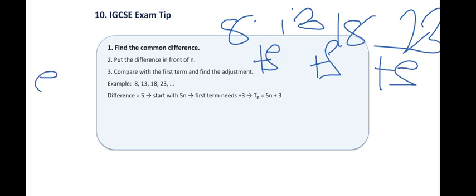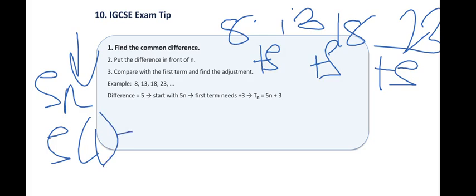So now to start, you're going to take your 5n. Then you're going to compare the first term. Since we know that n stands for the term number, let's compare the first term. So 5 times 1 is going to remain as 5. But if you notice with this question, the sequence starts at 8. So what you're going to do is say 8 minus 5.